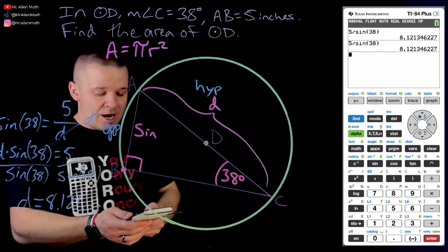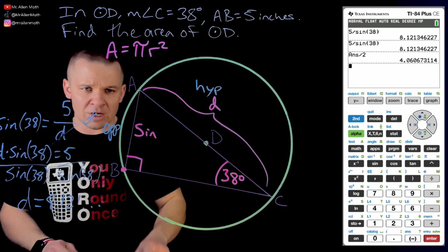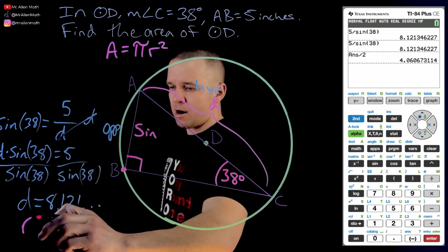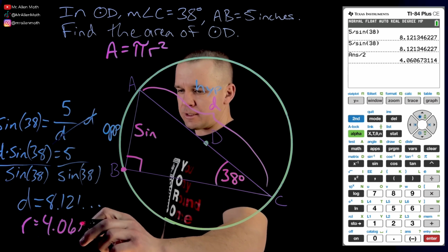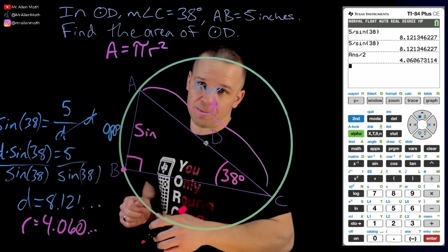If that's my diameter, how do I get my radius? Let's divide it by 2. Boom. So my radius now, and I'll put that in pink, we get 4.060 and change. R equals 4.060 and change, dot, dot, dot. Still doing math with it, still thinking about that number.